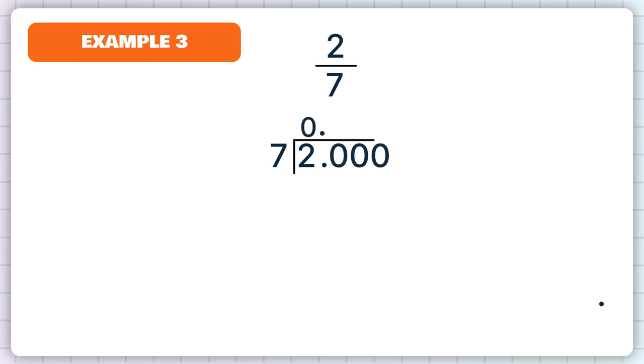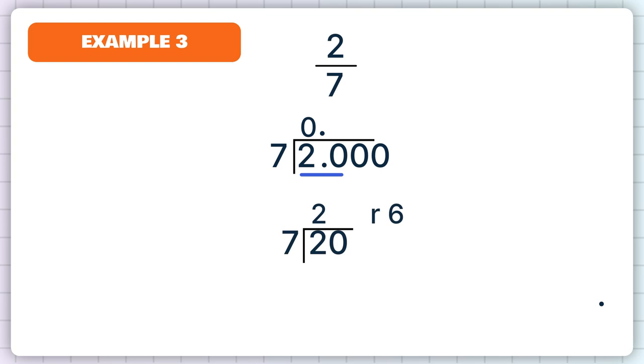Now let's try a more complex example. Convert 2 over 7 to a decimal. First, set up the long division for 2 divided by 7. 7 goes into 2 0 times, so we write 0. Add a decimal point to the quotient and a 0 to 2, making it 20. 7 goes into 20 2 times, so we write 2 in the quotient and get a remainder of 6.